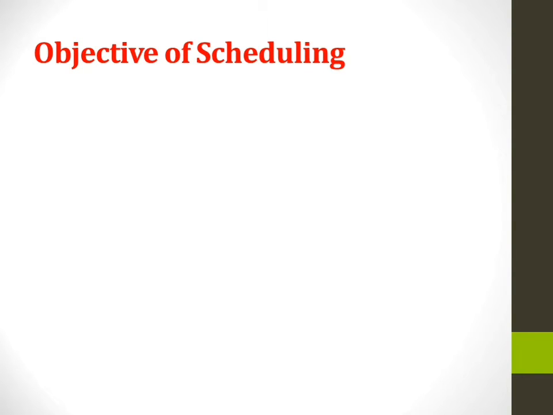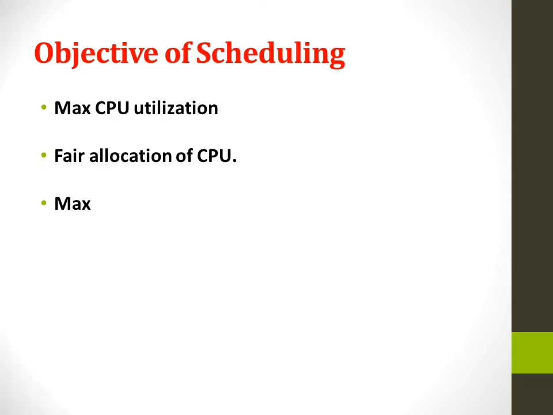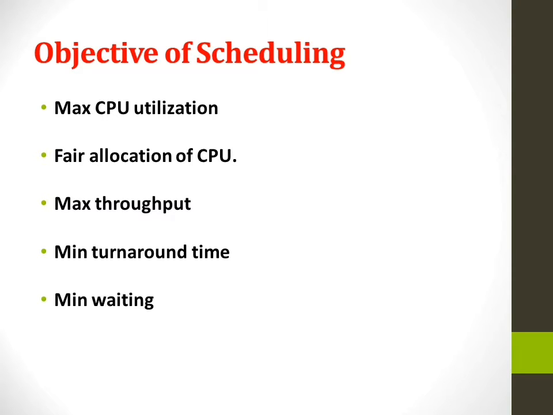Next question, what are the objectives of scheduling? First point, maximum CPU utilization. That means to keep the CPU as busy as possible. Next point, fair allocation of CPU. Next point, maximum throughput. That means to maximize the number of processes that complete their execution per unit time. Next point, minimum turnaround time. That means to minimize the time taken by a process to finish its execution. Next point, minimum waiting time. That means to minimize the time a process waits in the ready queue. Next point, minimum response time. That means to minimize the time when a process produces the first response.